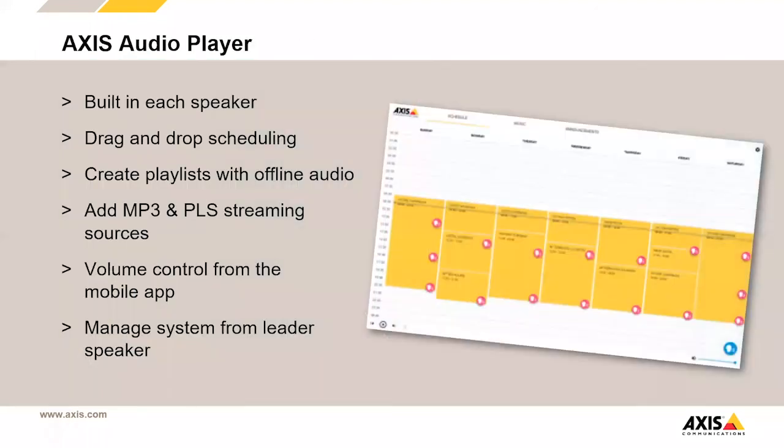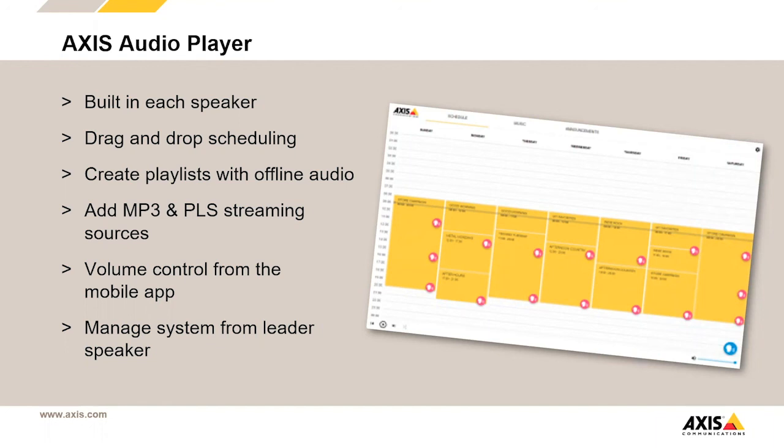So we talked about software, right, and what's built in each speaker. The Access Audio Player software basically is included with each speaker. So it does include drag and drop scheduling. This is a good application, let's say, if you want to create any kind of playlist, or if you want to create announcements, or chimes or tones at specific times during the day or night.